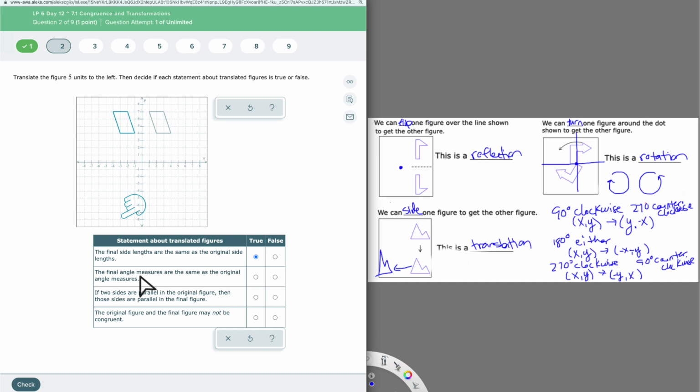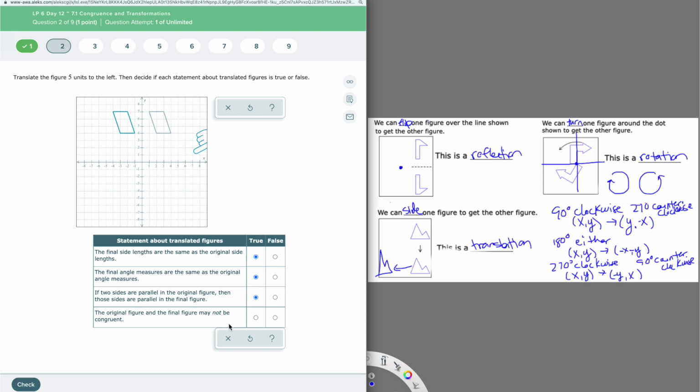So the final side lengths are the same. That's true. The final angle measures are the same as the original angle measures. Well, that's true. They didn't change. They just moved over. If two sides are parallel in the original figure, then those same two sides are parallel in the final figure. Well, that's definitely true. I know we haven't actually stated that yet, but if they were parallel to begin with, they're also going to be parallel to end with. Even if I rotated it, those same two sides would still be parallel. They would just be in a different direction, but they would still both be parallel. So that is true.